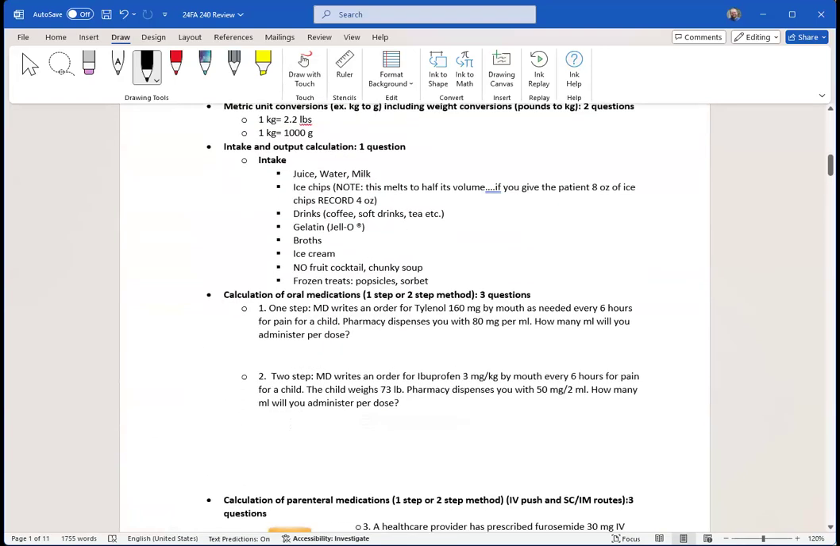So hold on one second, because I have another document here that I can show you what the rules are. Give me one second.